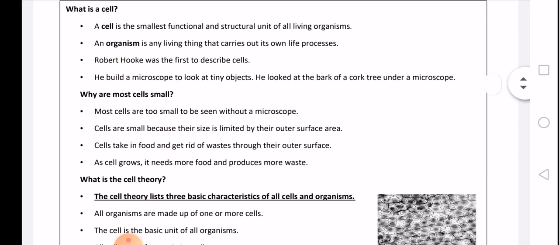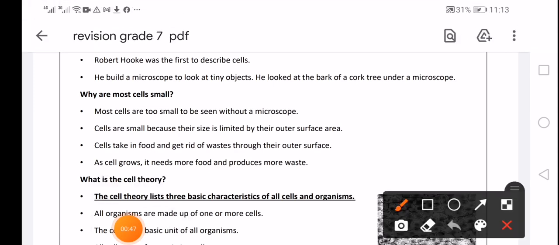Why are most cells small? Most cells are too small to be seen without a microscope. Cells are small because their size is limited by their outer surface area. Cells take in food and get rid of waste through their outer surface. As cells grow, they need more food and produce more waste.